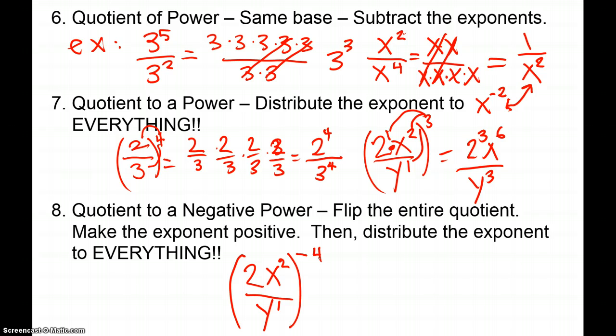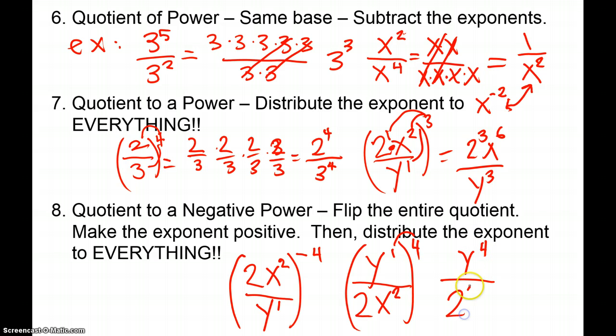The rule is if you take this whole entire thing and you flip it over first, so you turn it to y over 2x squared, and you change this to a positive 4, then it's the exact same thing. Then you get y to the 4th over 2 to the 4th, x to the 8th. Now you could just do rule number 7. If I just do rule number 7, this is what I'm going to get. I'm going to get 2 to the negative 4, x to the negative 8, y to the negative 4.